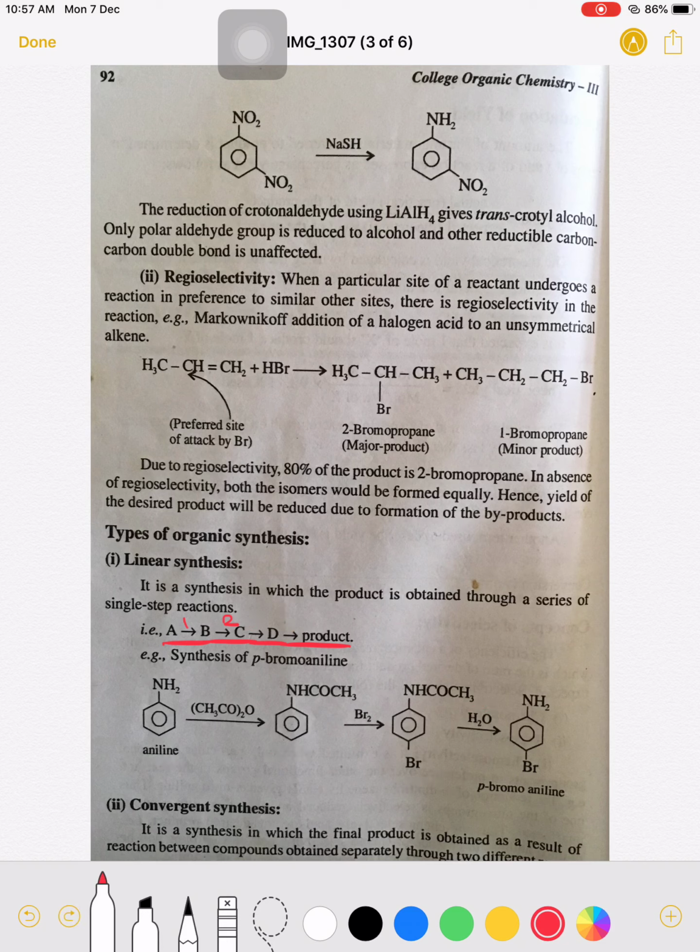If you see this, the conversion of aniline to para-bromo aniline requires 1, 2 and 3 steps. These 3 steps are continuous, a series of steps, therefore that synthesis is known as a linear synthesis. So next is a convergent synthesis.